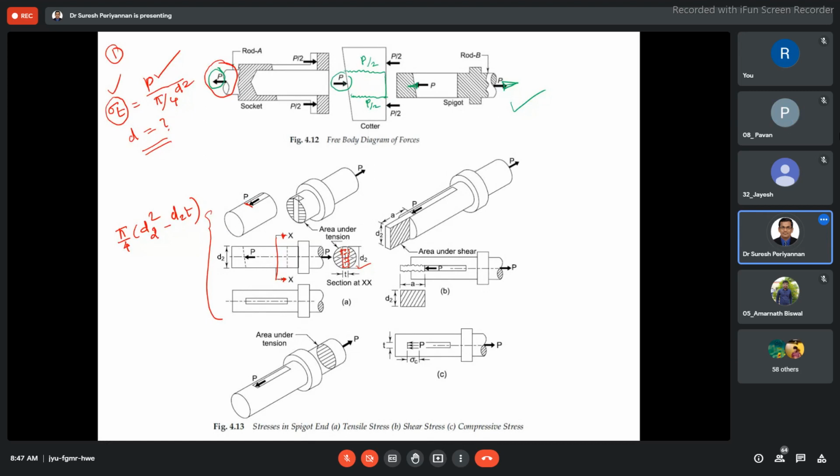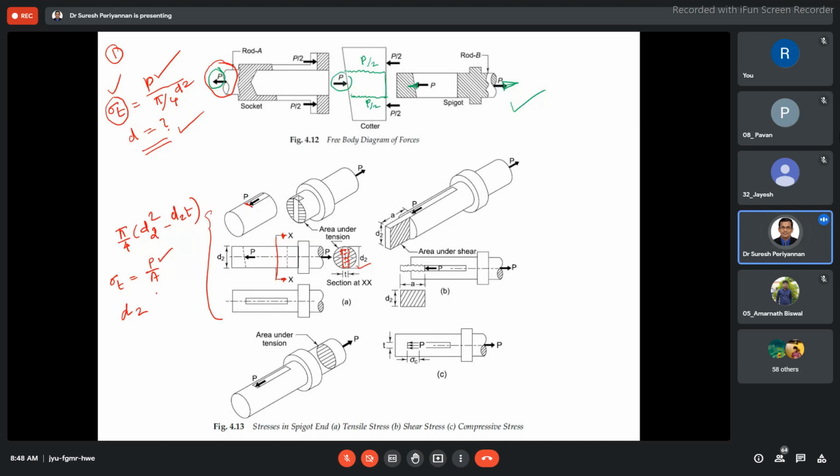Now, from the socket, what is this sigma T? Tensile stress is equal to P by A. Earlier we knew d, right? Now we would like to find d2. From these relations, we are able to find d2. Okay, P we know, so we may be able to find d2 now.